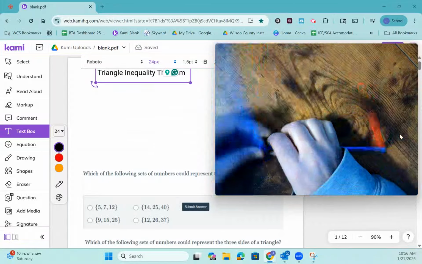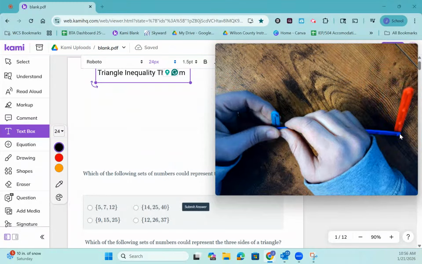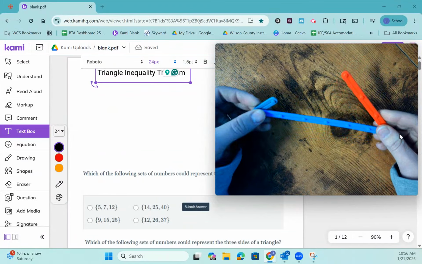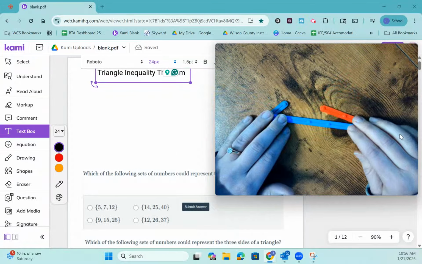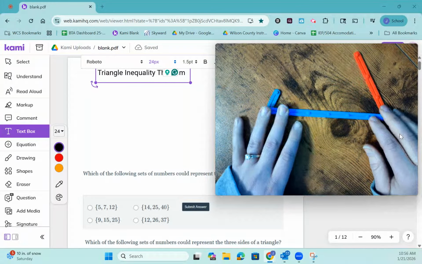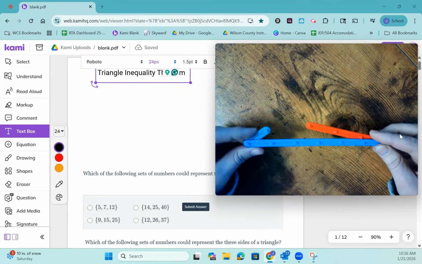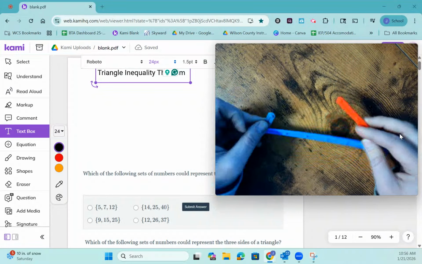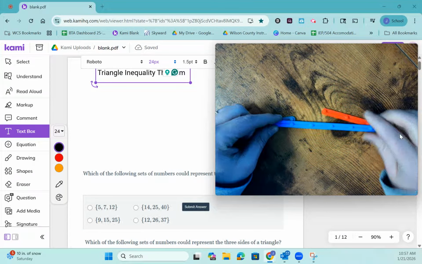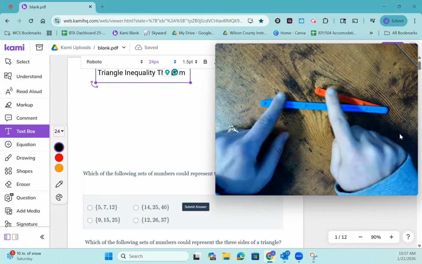Now I want to propose a possibility where you have three side lengths that are given and they don't create a triangle. There are certain things that have to happen with the three side lengths in order for a triangle to be created. You can see here that the side lengths don't touch. The two smaller side lengths are not long enough to meet because this longest side length is greater than these two small ones.